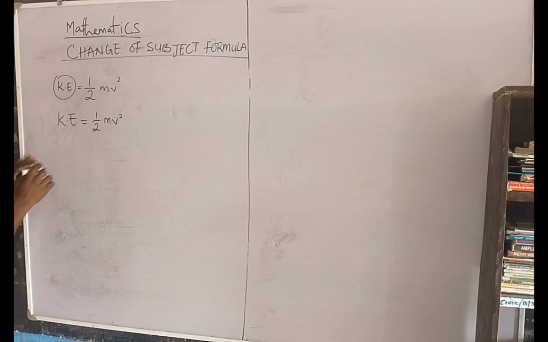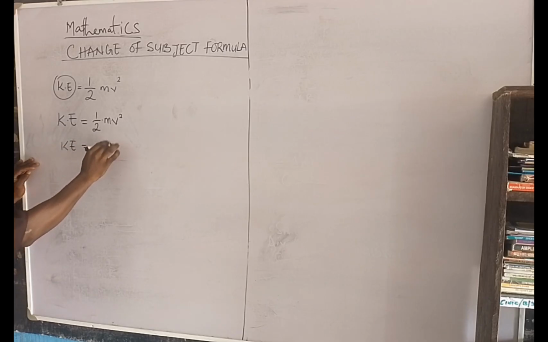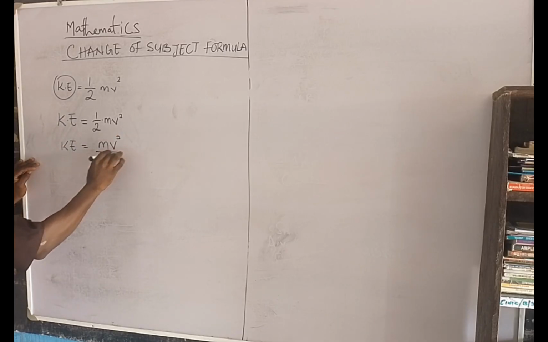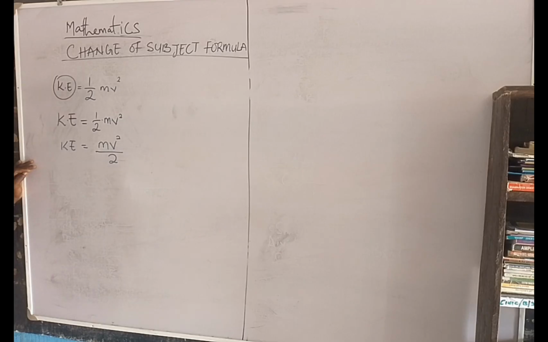But before we even divide, this can also be written as KE is equal to mv squared over 2. Then what we'll do next is to cross multiply. We cross multiply so that the 2 will multiply KE. Then you have 2KE is equal to 1 multiply mv squared. Then you have mv squared.